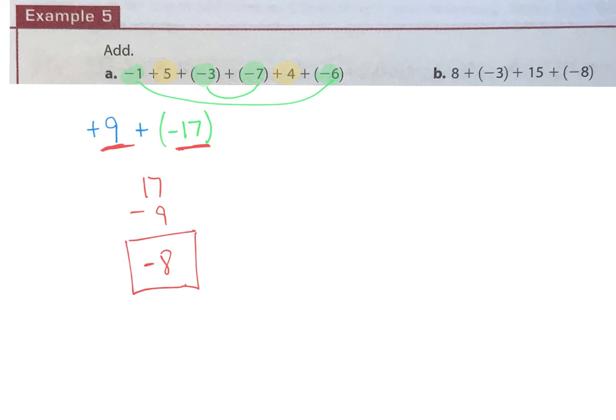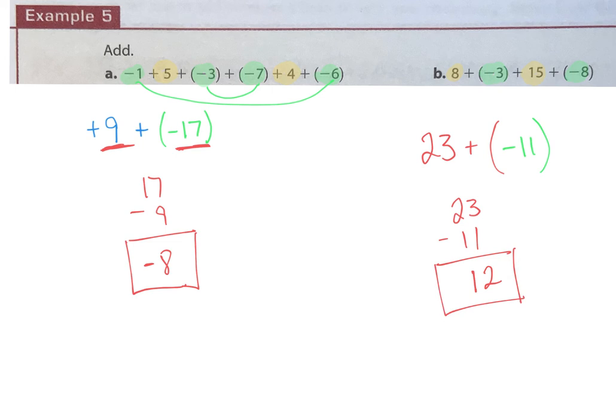For my positives, I have 8 and 15. What does that give me? 23. And I'm going to add to that my negatives. My negatives are negative 3 and negative 8. What is that going to be? Negative 11. Different signs. I am going to subtract. 23 minus 11 gives me what? 12, right? Which one was bigger, my positive or my negative? Positive. So my answer is positive.